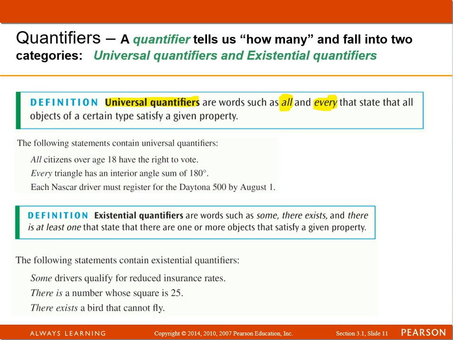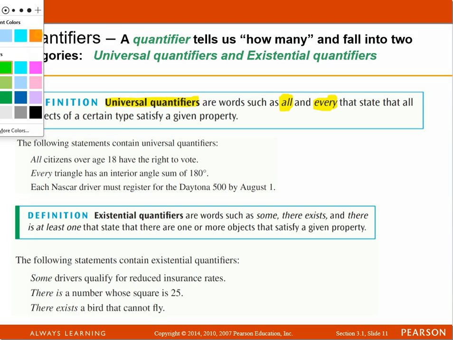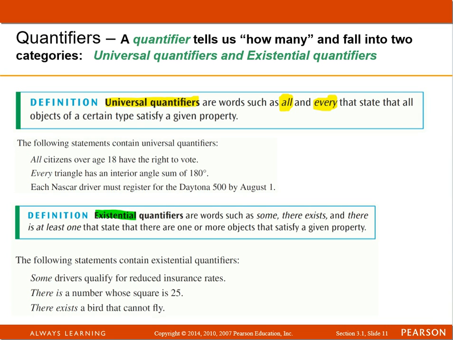When they talk about existential quantifiers, that's when you're only going to talk about some of them, or there is at least one, or there exists, which implies there might be 1 or 2 out there. That's existential. That's not when you're talking about the whole thing. You're just talking about parts of them, kind of like a subset.